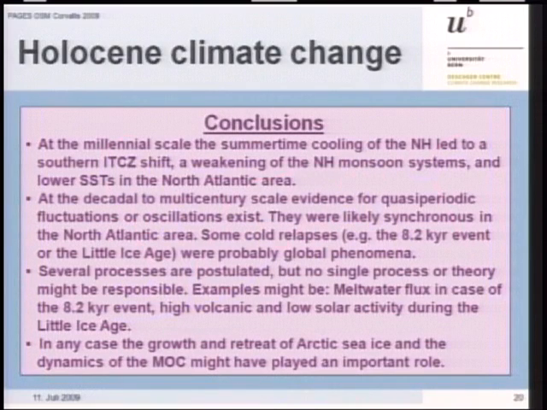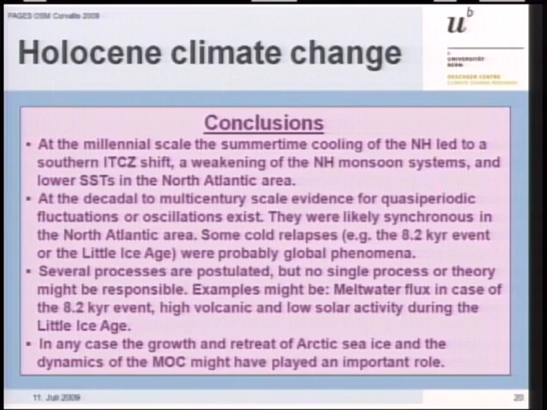So let me come to my conclusions. At the millennial scale, the summertime cooling of the Northern Hemisphere led to a sudden ITCZ shift, a weakening of the Northern Hemisphere monsoon systems and lower SSTs in the North Atlantic area. At the decadal to multi-century scale, evidence for quasi-periodic fluctuations or oscillations exists; they were likely synchronous in the North Atlantic area.